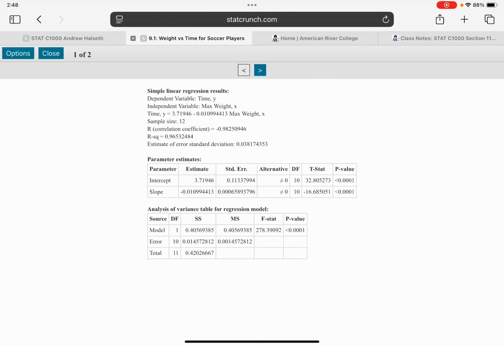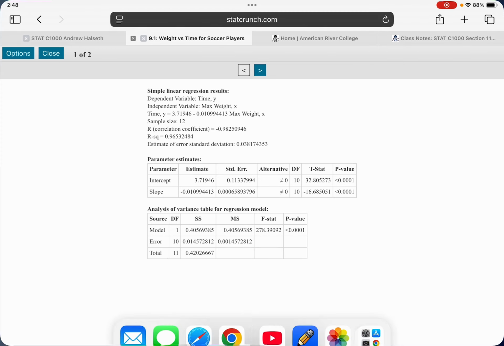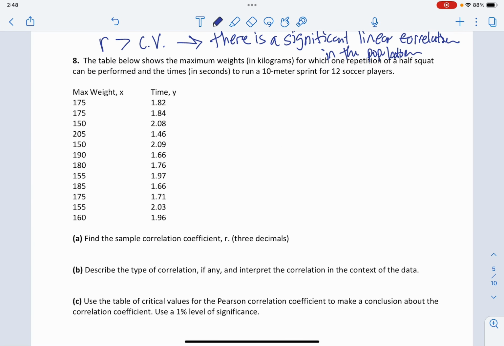Here we have R is negative 0.983. So that's all I'm after, right? It's that sixth line down, R correlation coefficient, negative 0.983. Okay, so I'll write that down. Negative 0.983 is the R. And then what kind of correlation is that? Well, it's negative, and that number is very close to 1, right? So this will be a strong negative linear, don't forget that word, correlation.